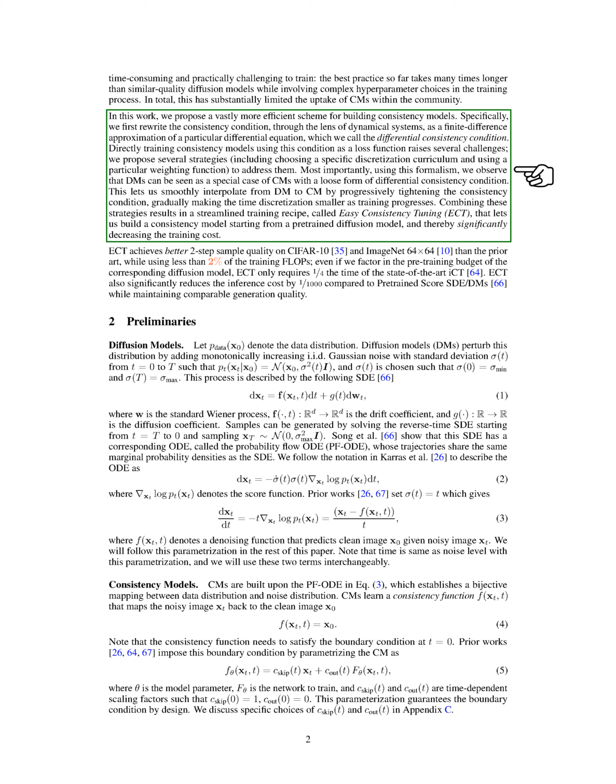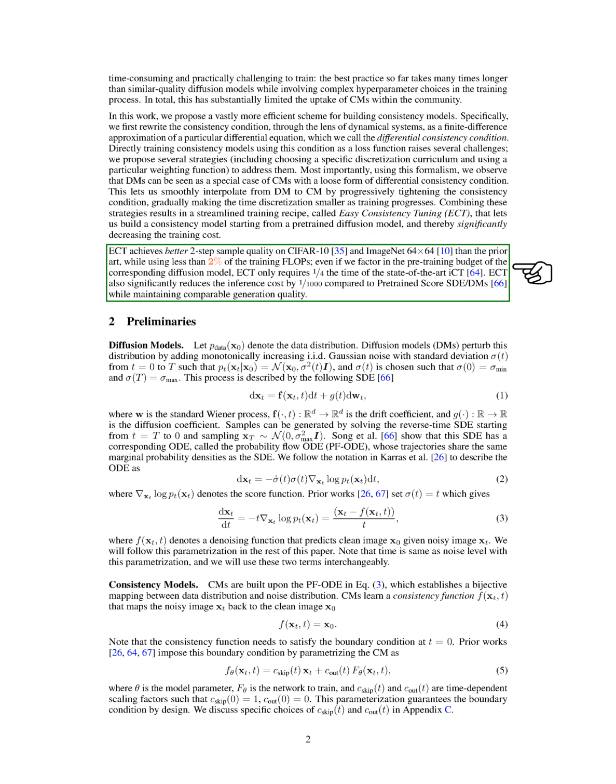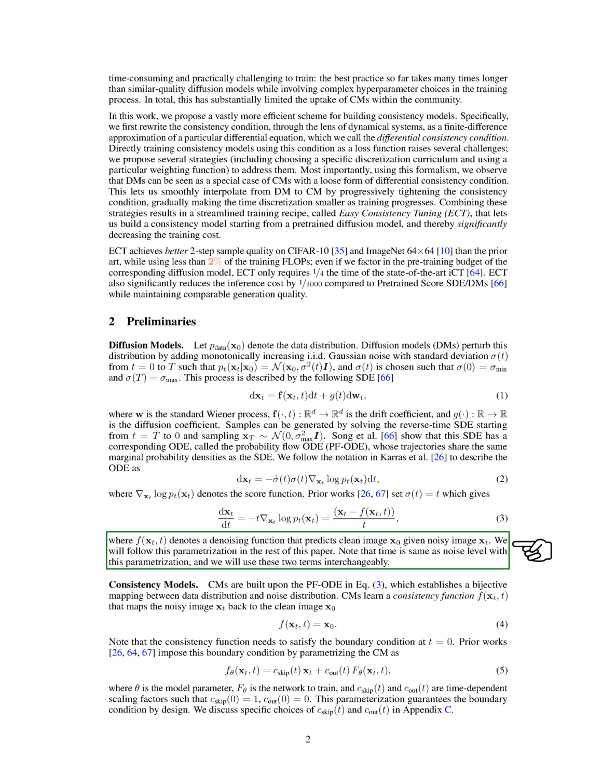This approach, called easy consistency tuning, ECT, allows us to construct a consistency model from a pre-trained diffusion model, significantly reducing training costs. ECT outperforms existing methods in terms of sample quality on datasets like CIFAR10 and ImageNet 64x64 while using minimal computational resources. Even when considering the pre-training phase of the diffusion model, ECT is much faster than the current state-of-the-art method, ICT. Additionally, ECT reduces the inference cost significantly compared to pre-trained score SDE, DMs while maintaining comparable sample quality.